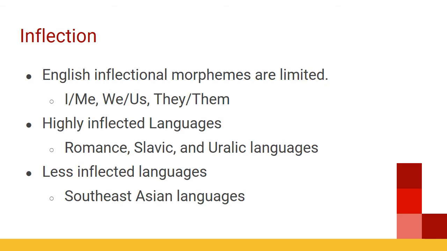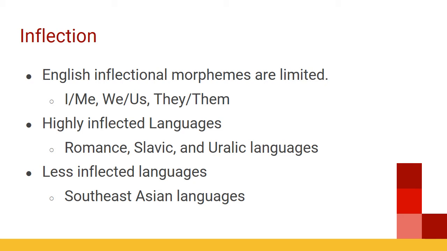And this is because English does not have very many inflectional morphemes. So when we talk about morphology, inflection in English, inflections are morphemes that we add that serve a grammatical function that tell us about the relationships of words. And English has lost most of these. Now we still do have some.